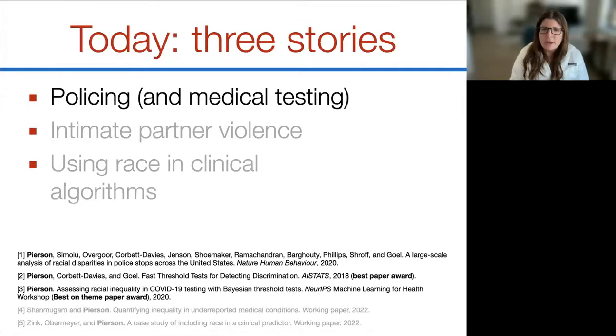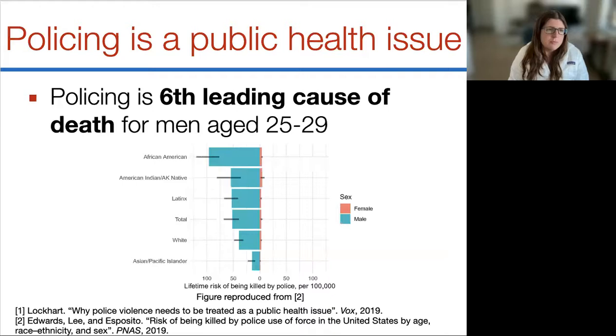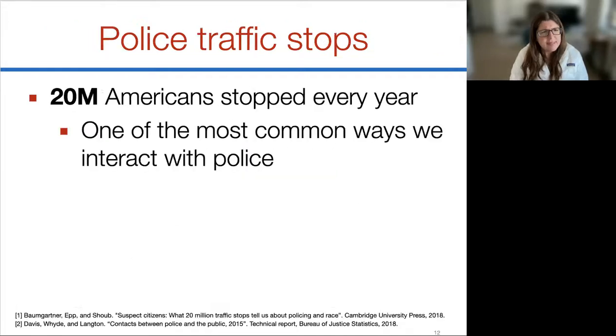Okay. Good. So let's talk about policing and medical testing. This is joint work with a number of excellent co-authors, and it's based on several papers. So policing is a public health issue, and I'm going to be talking about policing in the United States, and I'll try and give relevant context along the way, because I know it's somewhat different than policing in England, and often in worse ways. So in the United States, policing is a major cause of death for young men, particularly for young African-American men. And today I'll be talking to you about police traffic stops.